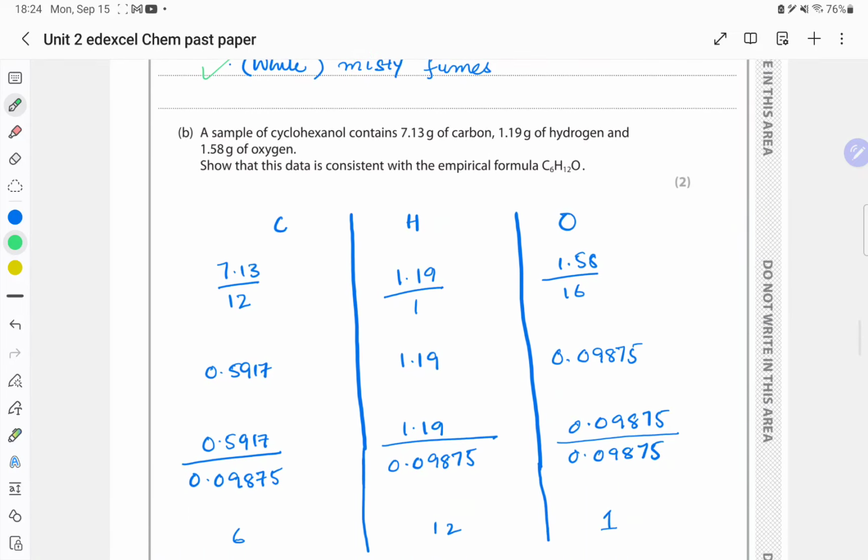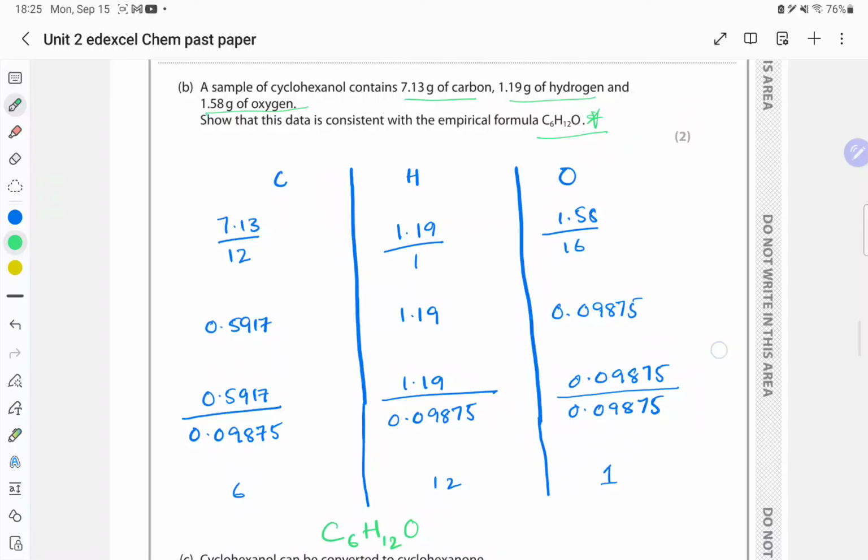A sample of cyclohexanol contains this much carbon, this much hydrogen, and this much oxygen. Show that this data is consistent with the empirical formula. So the answer is already given. You just have to calculate the empirical formula, and then you have to match it with this answer.